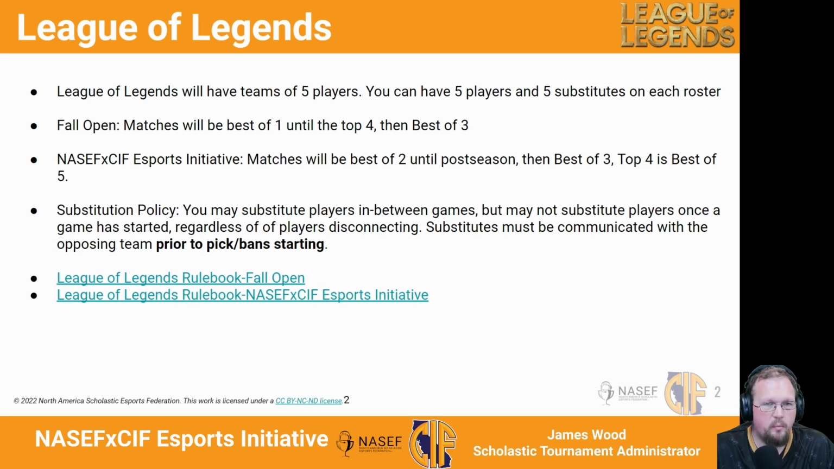During the Fall Open tournament, the matches are going to be best of 1 until you hit the top 4, and then those matches will be best of 3. During the spring, the weekly matches are going to be best of 2, which means that, yes, you can tie during the week, but it will still improve your standings. You can go 1-1. In the postseason, it will change to best of 3, so we can have definitive winners, and once we reach top 4, those games will be best of 5.